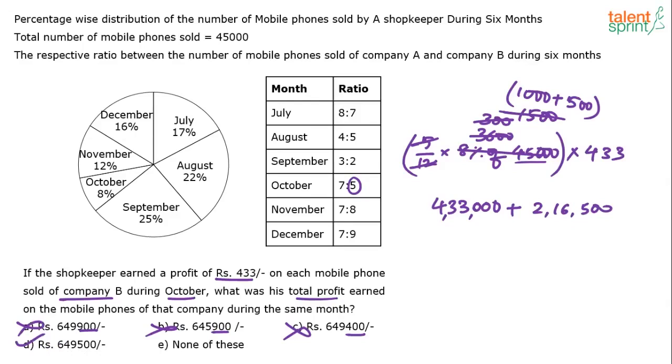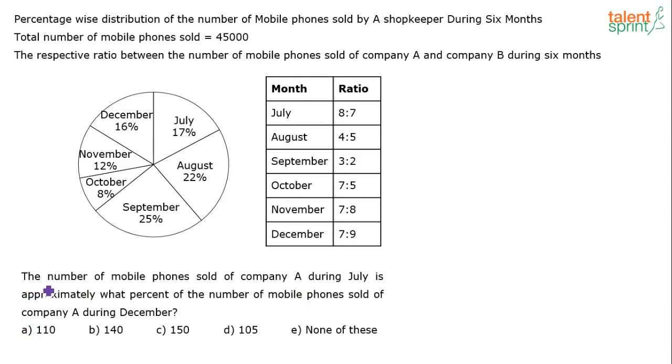So the only thing that matters here is the way you do your calculation. How quickly do you do your calculation? Here's the next one. The number of mobile phones sold of company A during July is approximately what percent of the number of mobile phones sold of company A during December? Try and understand which format this is. The number sold in July is approximately what percent of the number sold in December?